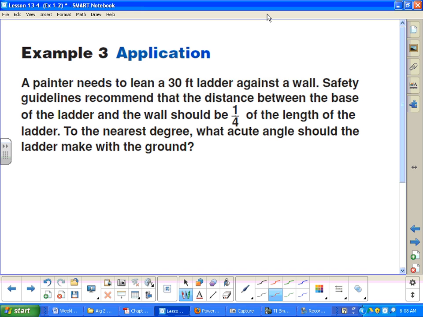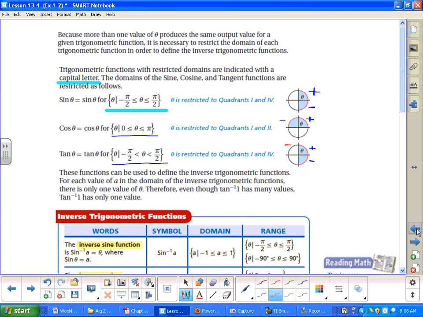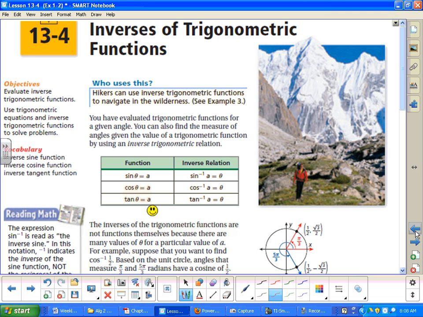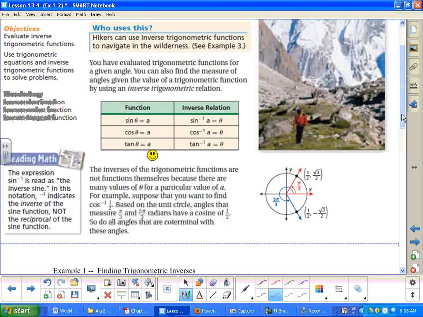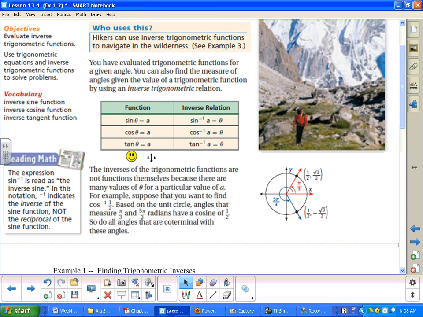Okay, so a little reminder, we're going to finish lesson 4. Back when we first started out, when we were talking about inverse trig functions, we mentioned that if we know the angle, we can do sine, cosine, and tangent of that angle, and it'll give us a ratio.